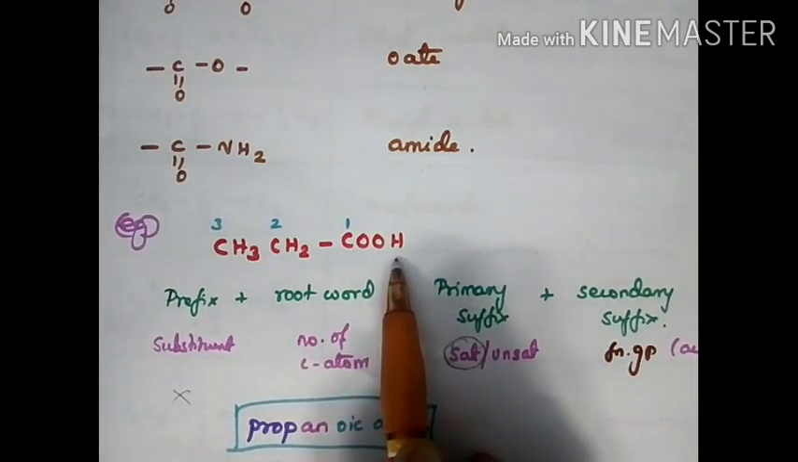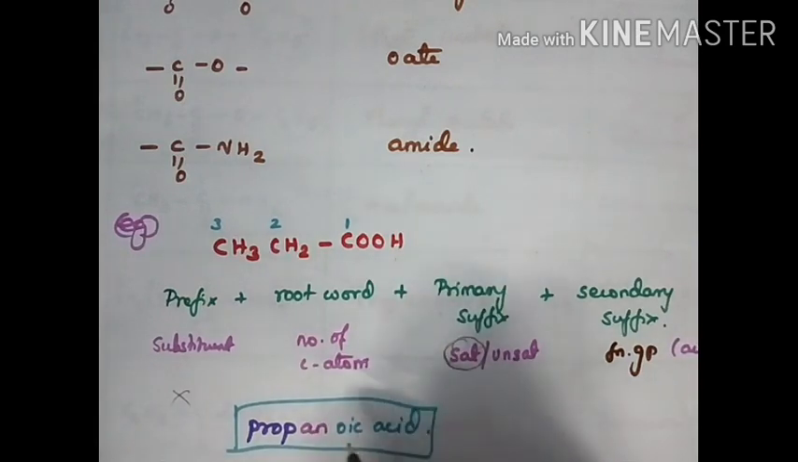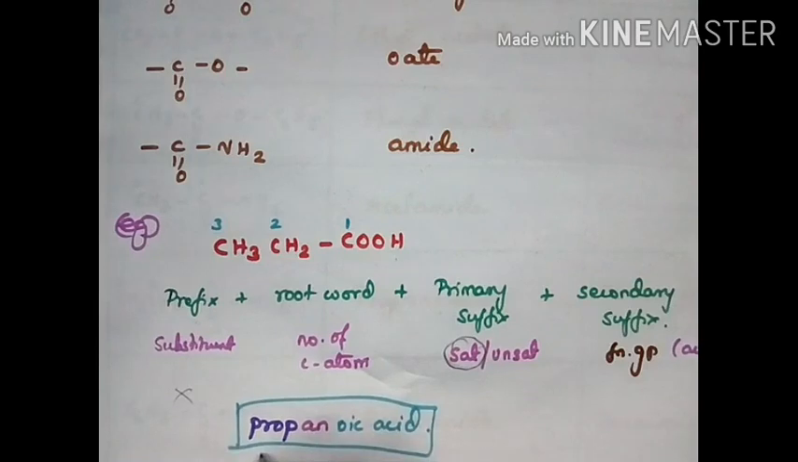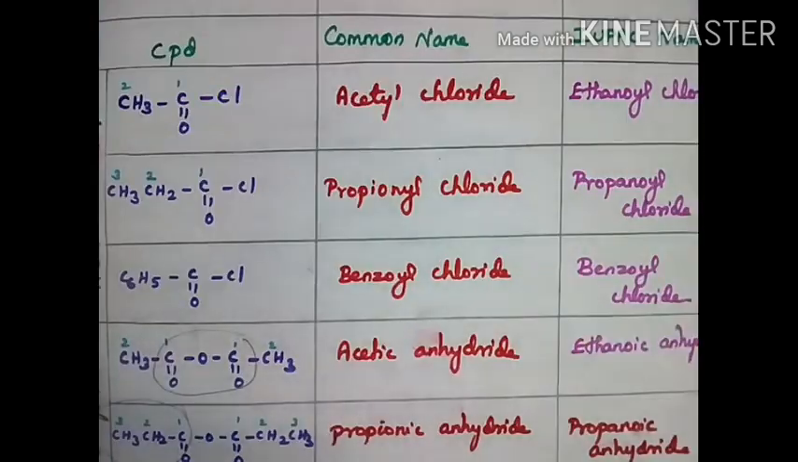COOH. It is a carboxylic acid. If COOH is there, it is oic acid. So now it is propanoic acid. Root word is prop. Primary suffix is an. Secondary suffix is oic acid.